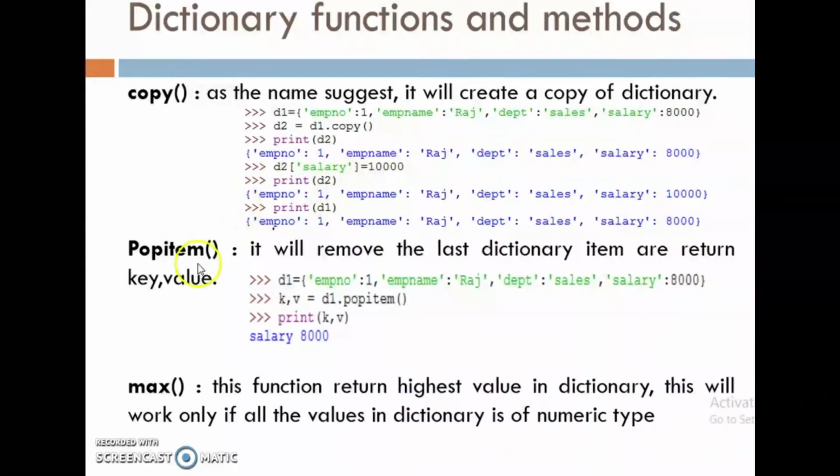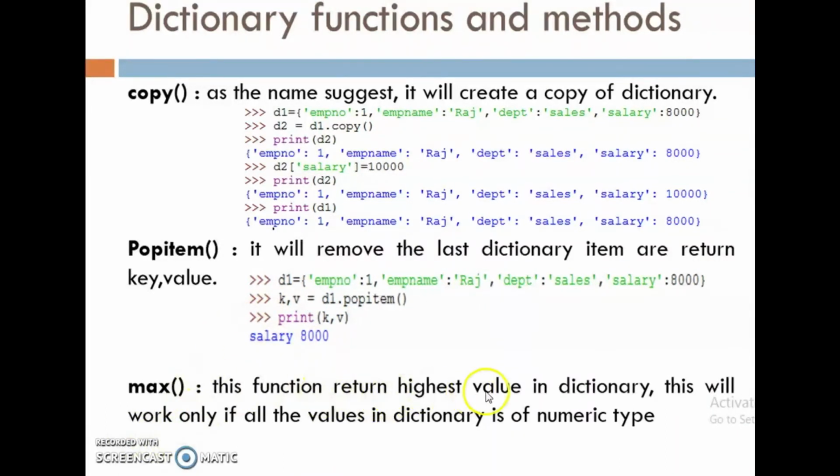Okay. The next one, popitem function. It will remove the last dictionary item and return the key value. d1 is equal to this one. k, v = d1.popitem(). k for key, v for value. Print k, v. What will happen here? The last item will be removed from this dictionary d1 and returned to the variables k and v. Okay, clear?